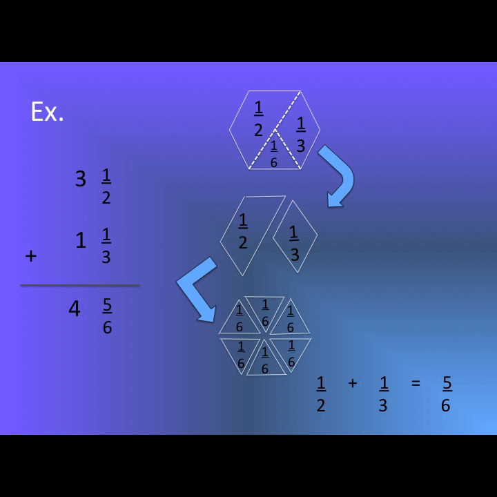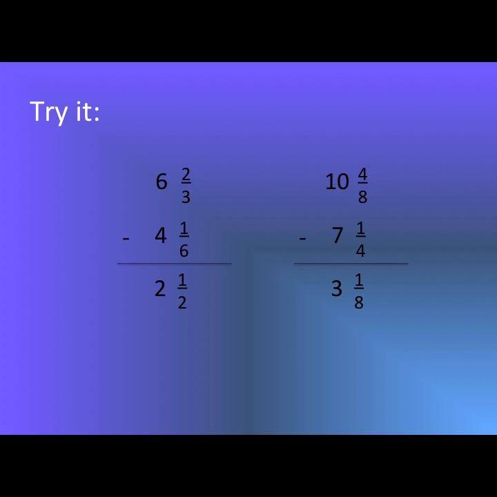5/6 plus 1/6 equals 6/6, so 1/2 plus 1/3 equals 5/6. So 3 1/2 plus 1 1/3 equals 4 5/6. Try it. 6 2/3 minus 4 1/6 equals 2 1/2, and 10 4/8 minus 7 1/4 equals 3 1/8. And you can use pattern blocks to help you solve this too.